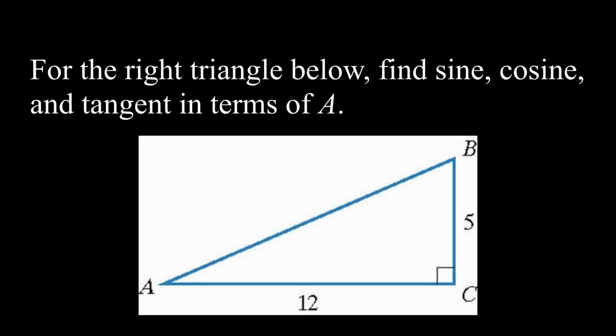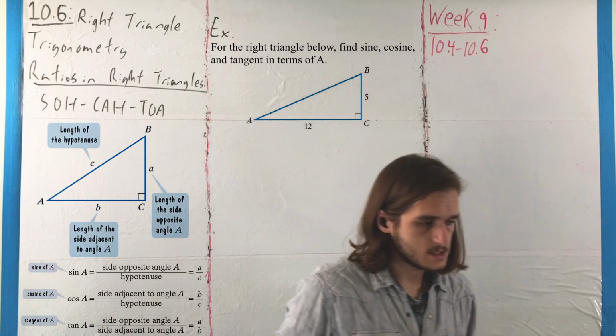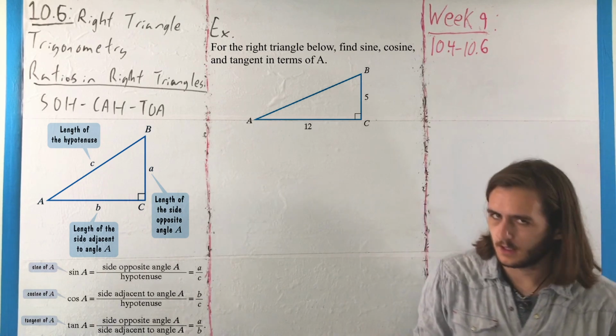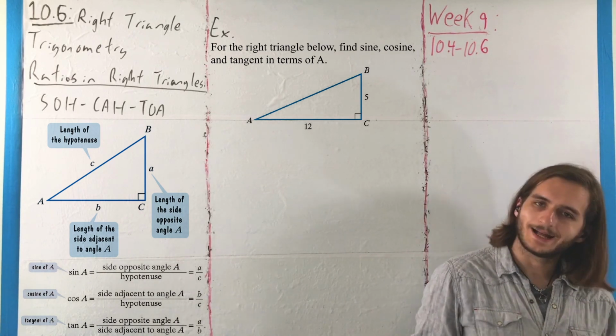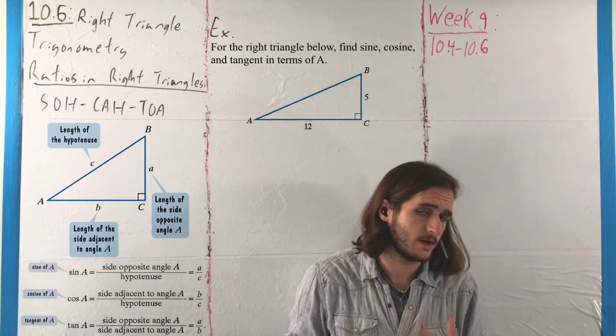For this example, with the given right triangle below, we want to find sine, cosine, and tangent in terms of the angle A. And the thing about trig functions is that we end up describing a lot of the same things just from different contexts. So it's very, very important that we identify here that we're talking specifically about what happens at A.